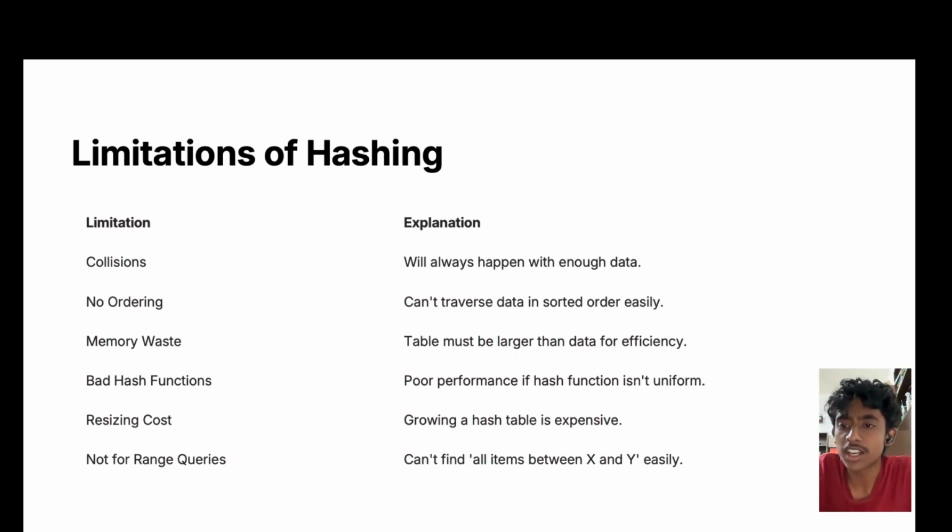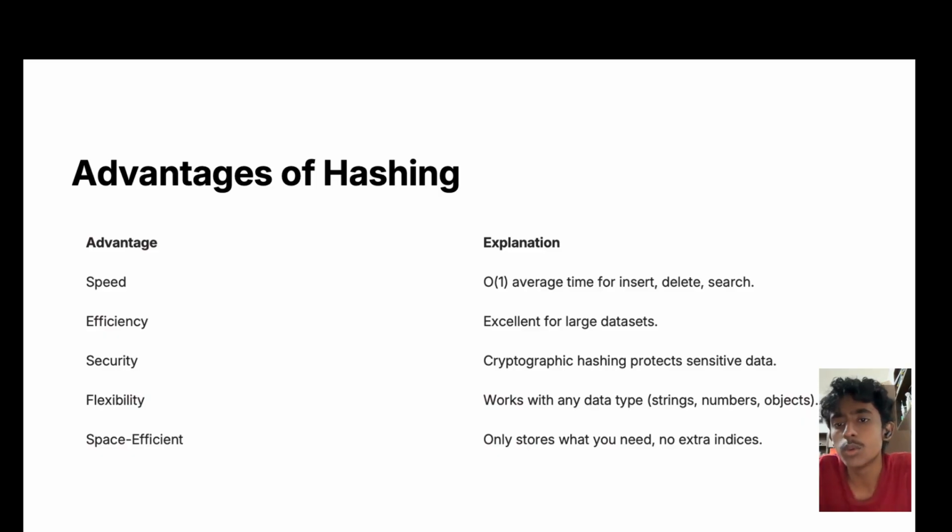Let's tie it all together with a student record system. We need to store students by their ID numbers in a hash table with 10 positions. Our hash function will be the ID modulo 10, or the last digit of the ID. We insert student 101 to position 1, student 102 to position 2, and student 103 to position 3. Student 111 also calculates position 1, causing a collision with 101.